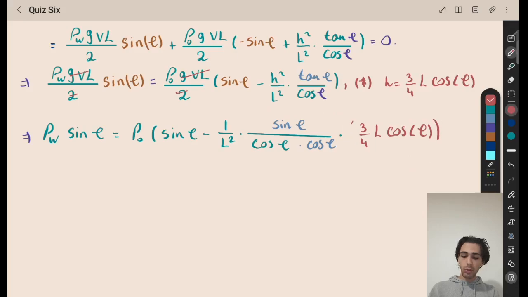So I square this whole thing. This is h. I square h. I get 9 over 16. I get L squared. And I get cosine squared of phi. And that's amazing, because cosine squared cancels with cosine and cosine. L squared cancels with L squared. And then you have the following.